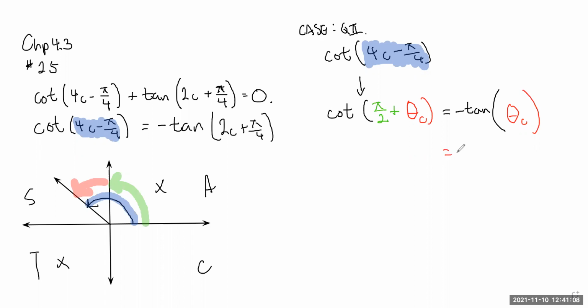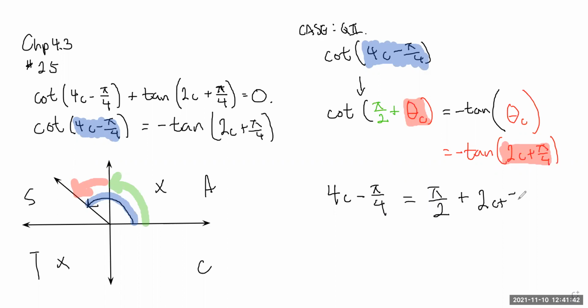In other words, 2c plus pi over 4. This means that that part right here is equal to this. And so the red angle plus pi over 2 equals 4c minus pi over 4. This is case number 1, the case in quadrant 2. So you can algebraically confidently say that this expression is equal to pi over 2 plus 2c plus pi over 4. And so let's do some algebra.